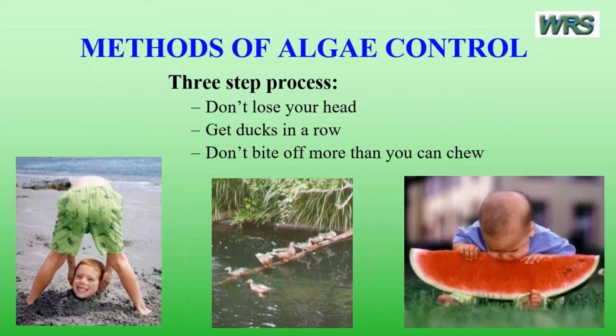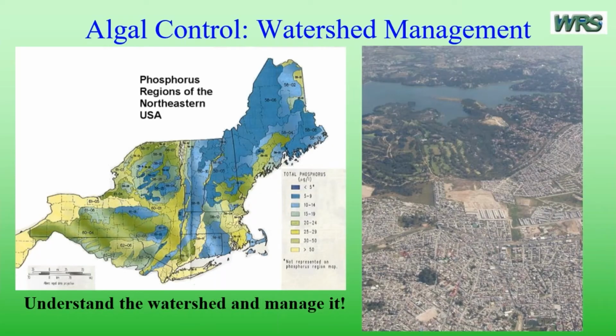All right, so now we're into the methods of control. Simple process. Don't lose your head, get your ducks in a row, don't bite off more than you can chew. First and foremost is understanding the watershed and managing it. I get dumped on a lot for making it sound like you shouldn't bother with watershed management. That's not what I'm saying at all. As will become apparent, I'm saying that you're unlikely to solve most of these problems with watershed management alone, but it is job number one.